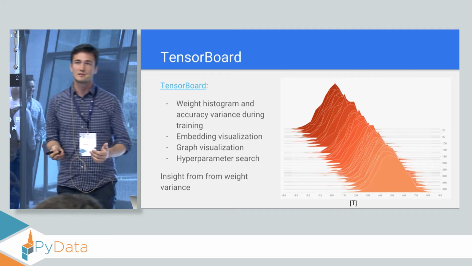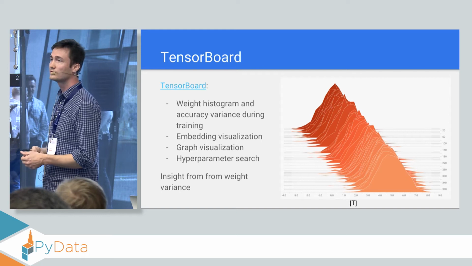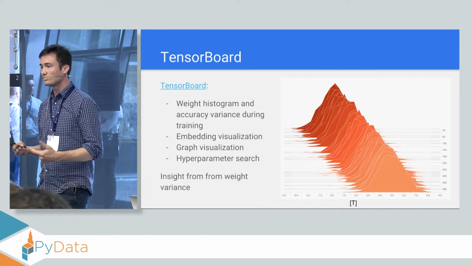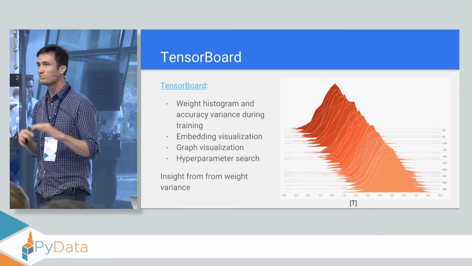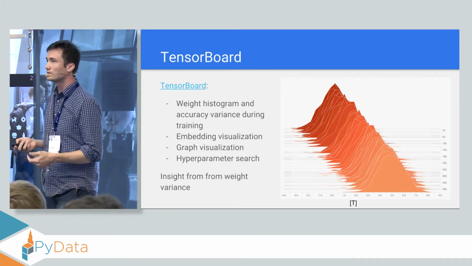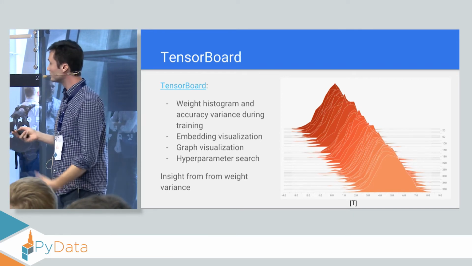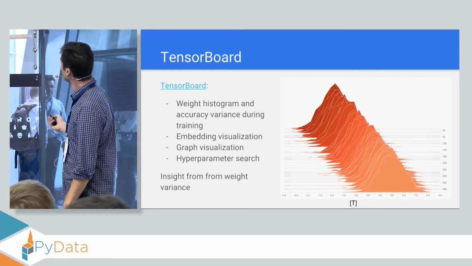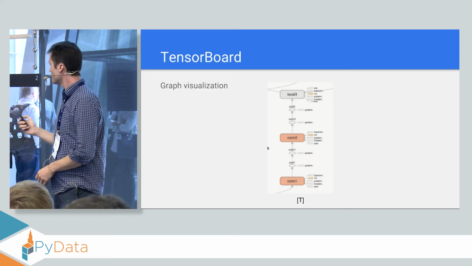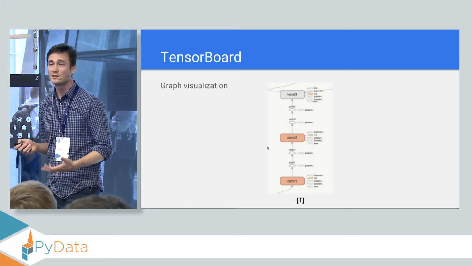TensorFlow also has another feature called TensorBoard that's useful for visualizing weight histograms, for example. Also doing embedding visualizations. If you have word2vec embeddings, you can see them in 2D or 3D. You just have to attach the summaries to make sure that it saves those weights. And also the graph visualization, which is useful when you're designing your model, or if you're finding that your model's not learning, or if there's a bug.